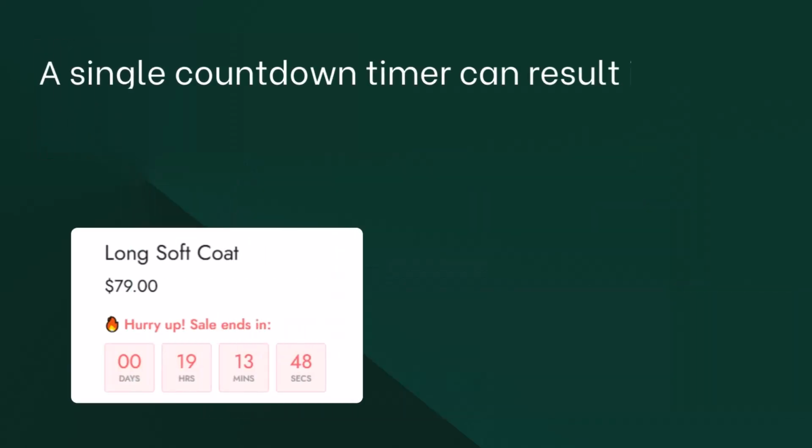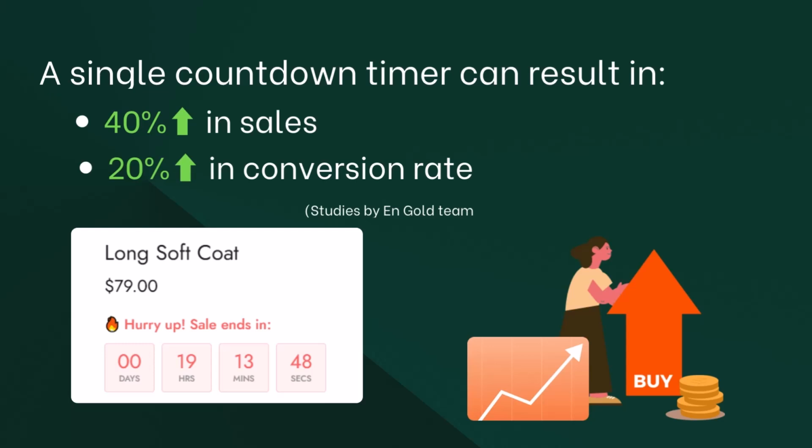Studies by the Engold team show that a single countdown timer increases sales by up to 40% and conversion rate by up to 20%, simply by reminding shoppers that the offer won't last forever.